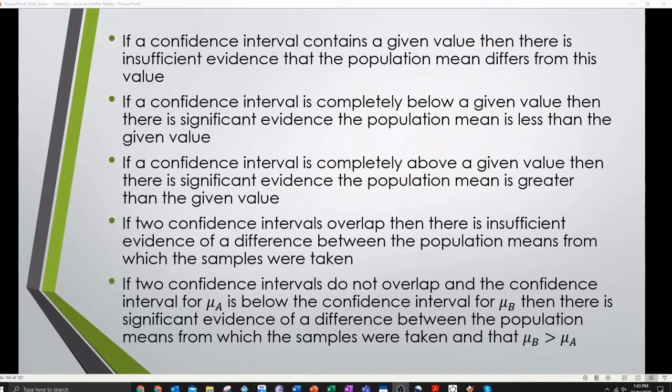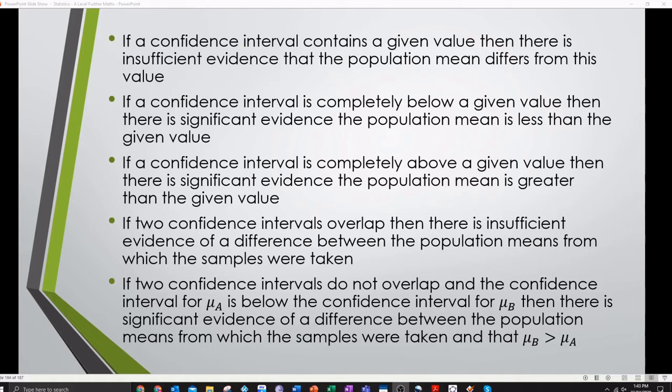So, a nice little summary of confidence intervals. If a confidence interval contains a given value, then there is insufficient evidence that the population mean differs from this value. Basically, if the value is in your confidence interval, then there is insufficient evidence that it's different, so we're accepting H0. If a confidence interval is completely below the value, then the population mean is less than the given value, and if the confidence interval is completely above, then the population mean is greater than the given value.